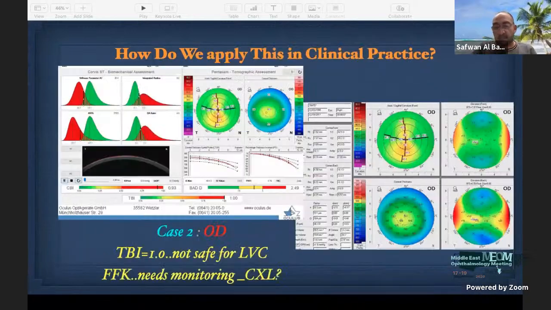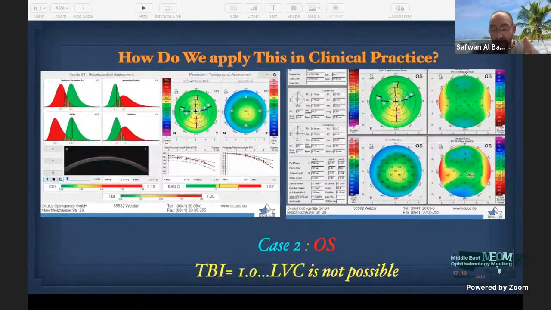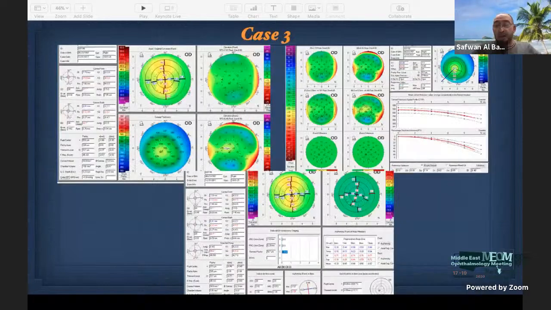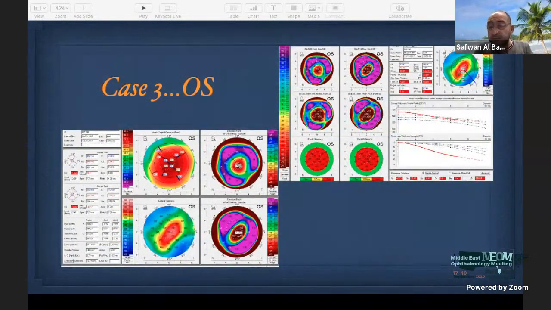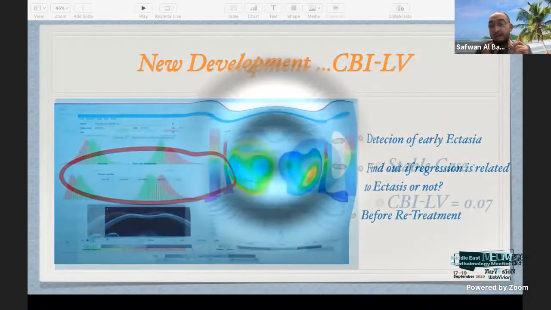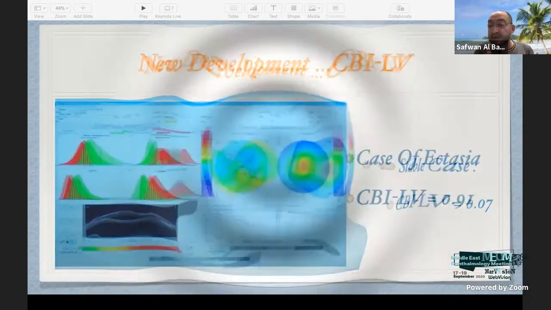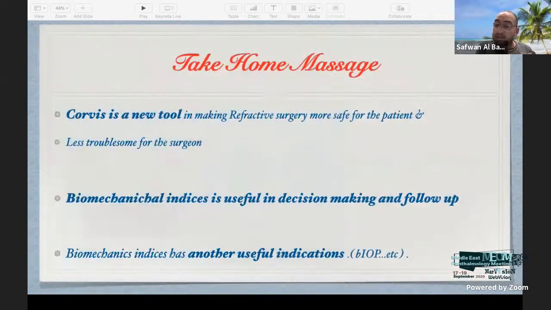The issue is that it changed some beliefs that we had, that there is no tool for measuring cross-linking effect. I think even now Mazen is with us, and he doesn't believe in that. But Corvis shows different rigidity in corneas that have been treated with cross-linking in general. And now Paolo Vinciguerra and Ambrosio are working on two things: the type of cross-linking.